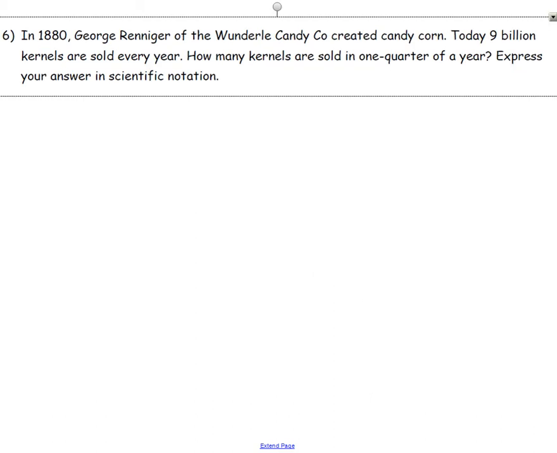Right, number 6, 1880. Some guy created candy corn because he hated children. Today, 9 billion kernels are sold every year. That's gross. How many are sold in 1/4 of a year? Express your answer in scientific notation. So how can we find the quarter of anything? We divide it by 4. So if 1 year is 9 billion, what is 9 billion divided by 4?